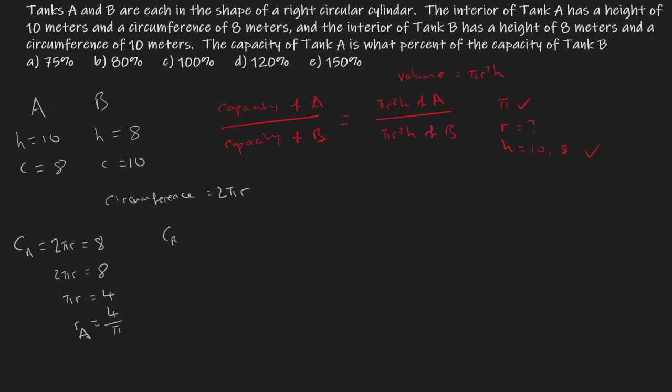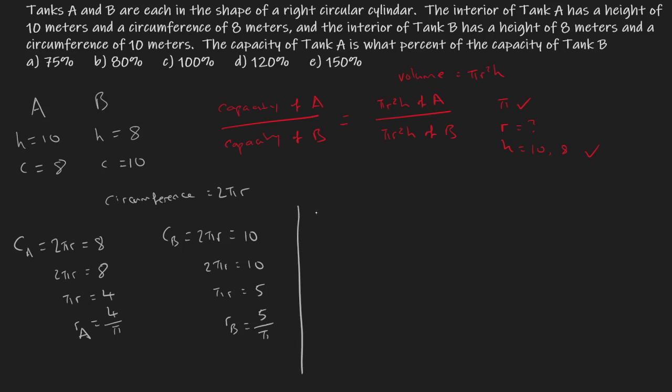So circumference of B, same thing, equals 2 pi r. In this case, it does not equal 8. For tank B, the circumference is 10. So we have 2 pi r equals 10. Divide both sides by 2 gives us pi r equals 5. Radius of B equals 5 over pi. We have now found the radius, so we can now find the volume of both A and B.